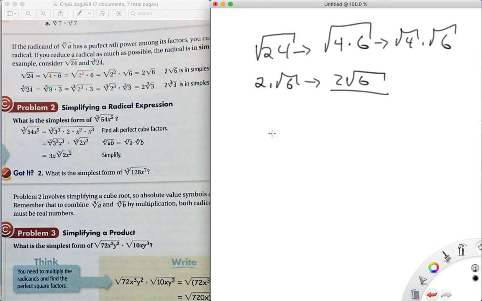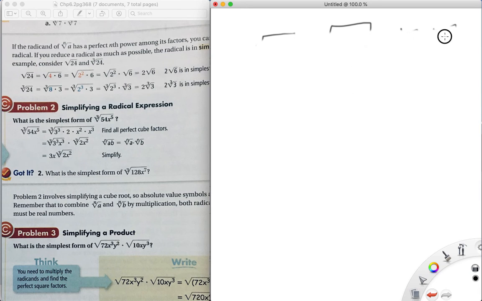Well, we can do the same thing with perfect cubes, perfect fourths, perfect fifths. They all apply. So with an example of that, we have for number 2, 128 x to the 7. That whole thing is being cube rooted.